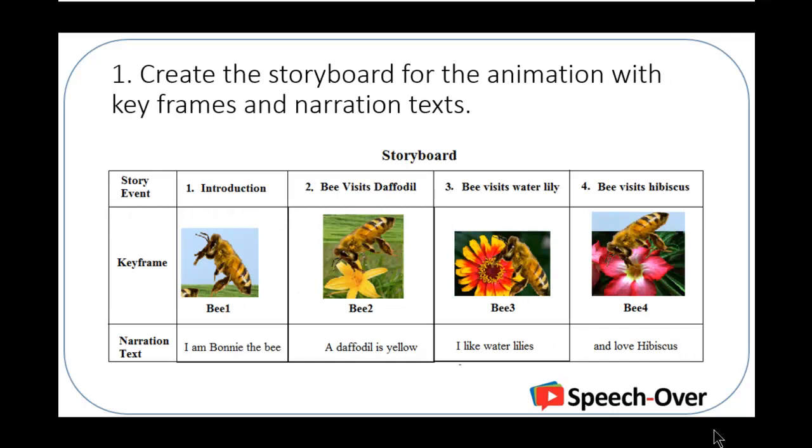Let's start the process for our bee animation. First, here's the storyboard for the animation with the keyframes and the narration text. We have four events for the story: introduction, bee visits daffodil, bee visits water lily, bee visits hibiscus. So here we have the keyframes, the graphics, and the narration text on the lower line.